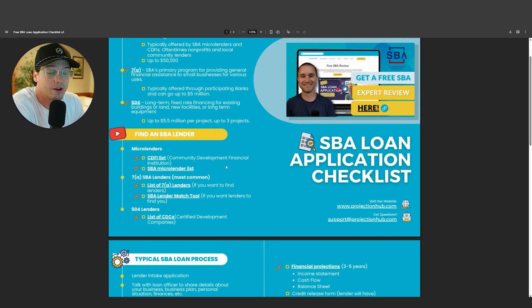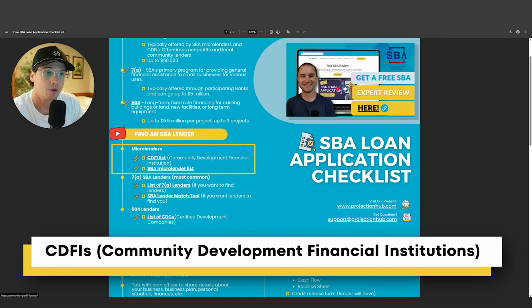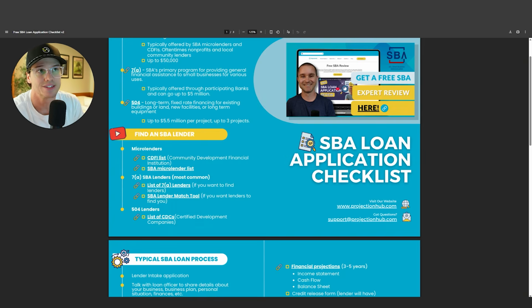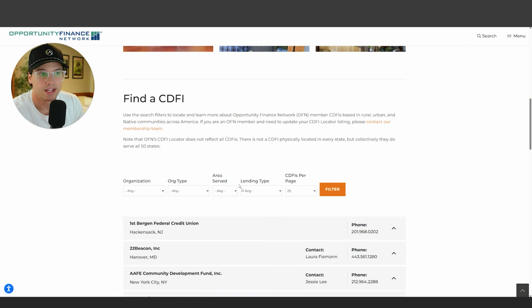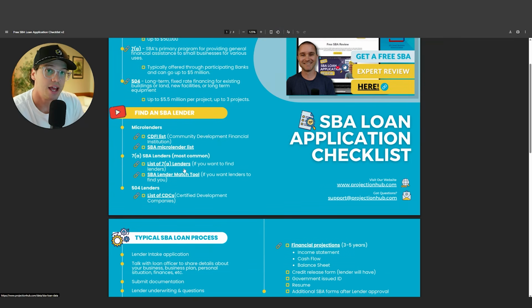Now, jumping back over to our application, the other chunk of these is called CDFIs, which stands for Community Development Financial Institution. A lot of CDFIs are also SBA lenders, but it's just a different list of lenders you can look for. Again, they have a nice filter tool here. You can find them and see what they specialize in. They're great.